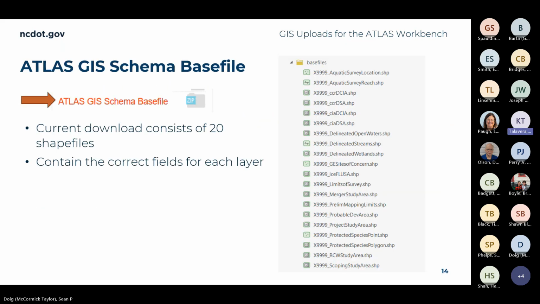All right, so back to the GIS schema base files, which is what you would have downloaded from the Atlas resource page. This is the zip file that again has all of those schema or templates for all of the various 20 different GIS uploads. Each one of these schema or templates is going to have the correct fields that you will need to be able to upload it into Workbench. And without those fields, you'll run into errors if you try and upload, let's say, a project study area that doesn't have those particular fields and is not named as it's named here. Next slide.